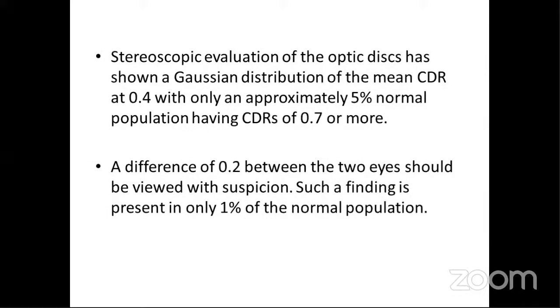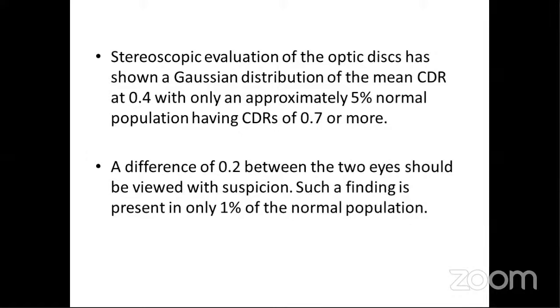Stereoscopic evaluation of the optic disc has shown a Gaussian distribution of the mean CDR at 0.4, with only approximately 5% of the normal population having CDRs of 0.7. So we sometimes see individuals with a cup-disc ratio of 0.7, and then we are worried, is it glaucoma or not glaucoma? Studies have shown about 5% of them could be normal.